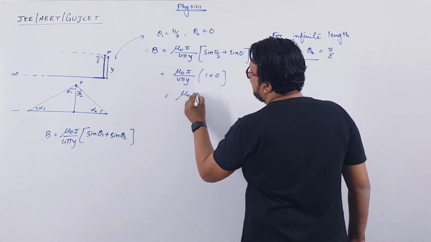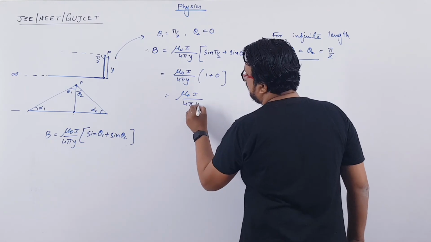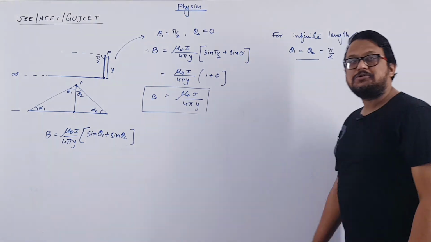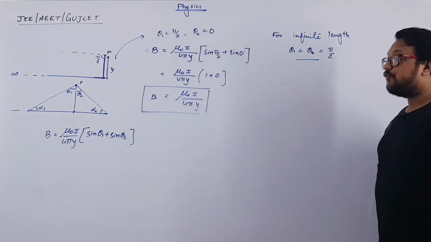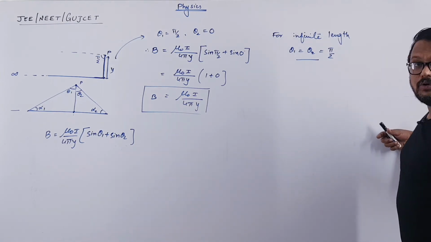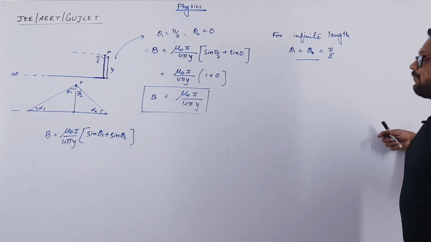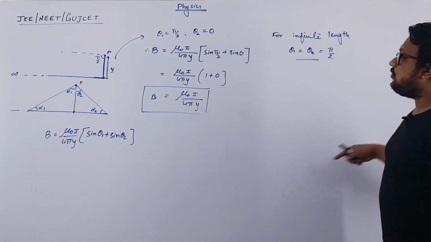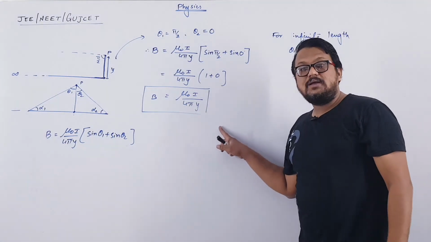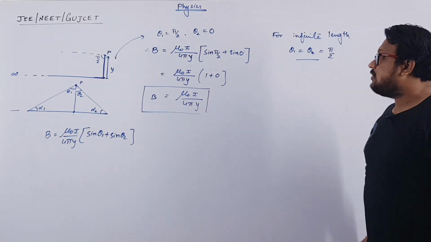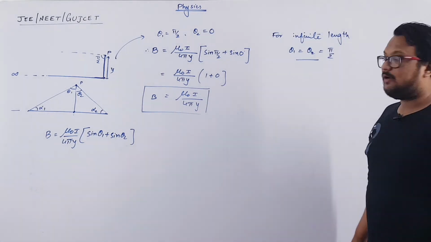So μ₀I over 4πy. This will be the formula for a semi-infinite wire. The magnetic field produced due to a semi-infinite wire, whose one end is known and the other end is at infinite distance, is B equals μ₀I over 4πy. Actually, you can see that it is half of the magnetic field for an infinite wire. The magnetic field for an infinite wire is μ₀I over 2πy, and for a semi-infinite wire it is μ₀I over 4πy. So it is actually half of the infinite wire, right?